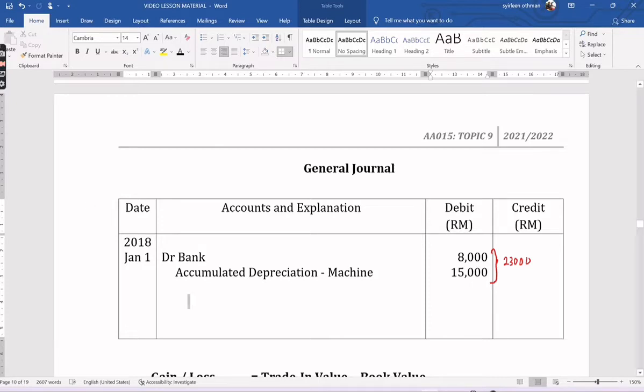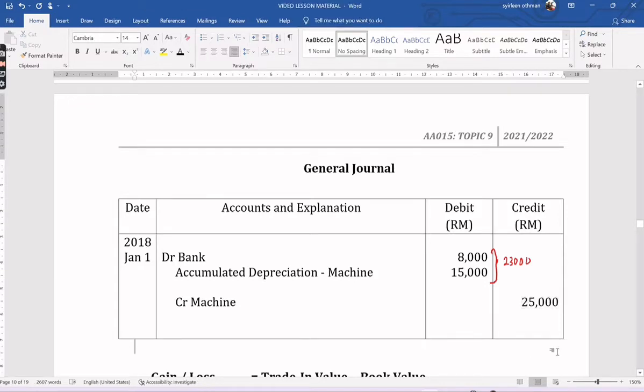On the credit side we have one account, which is your machine, with a value of 25,000. Are there any more accounts to credit? No. So you see here on the debit side you have 23,000, on the credit side you have 25,000.